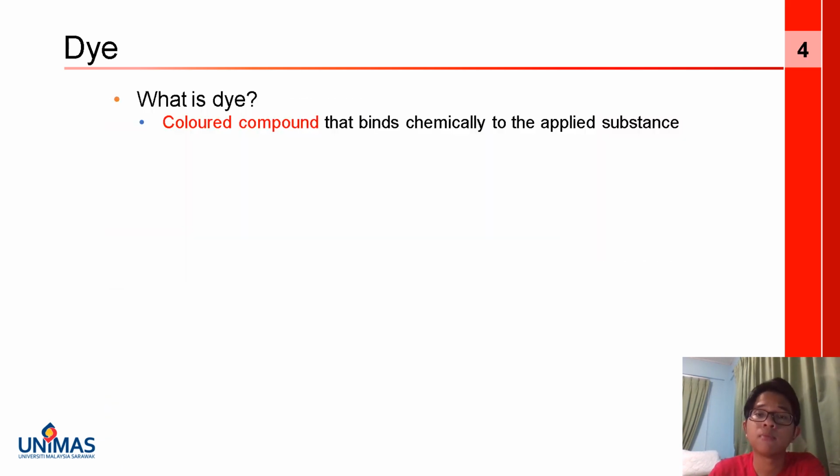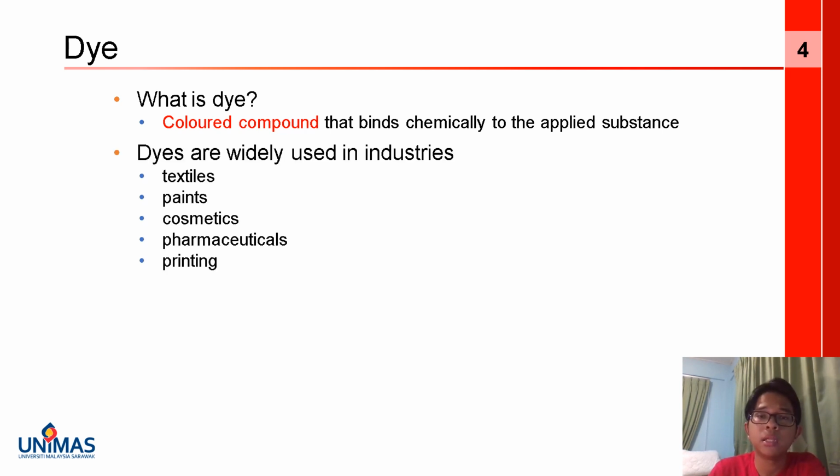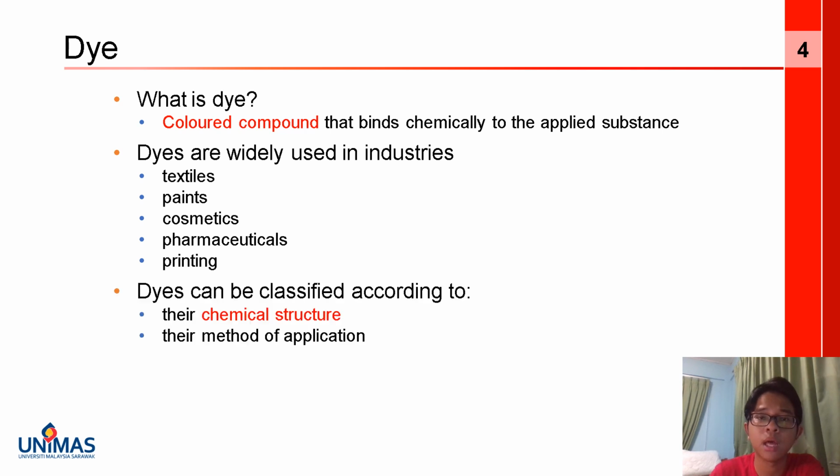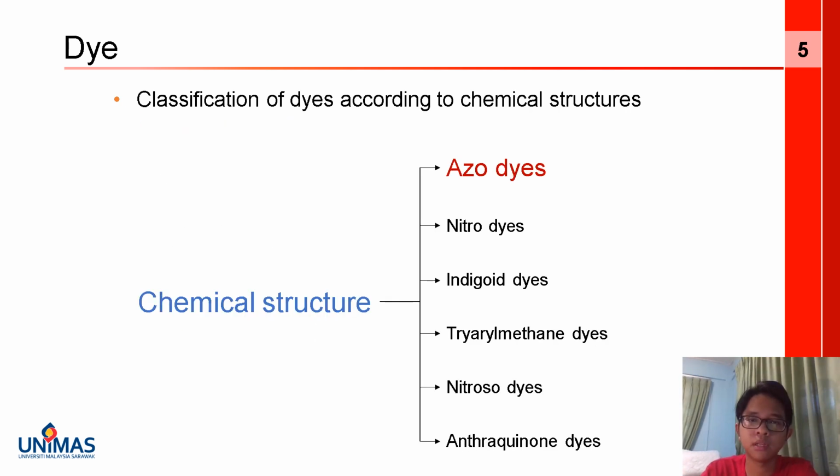These colors come from a compound called dye. Dye is a compound used to impart color to the applied substance. The application of dyes includes its use in textiles, paints, cosmetics, pharmaceuticals, and printing industries. Dyes can be divided into two different groups, which are chemical structure and their method of application. There are six classes of dyes according to chemical structures.